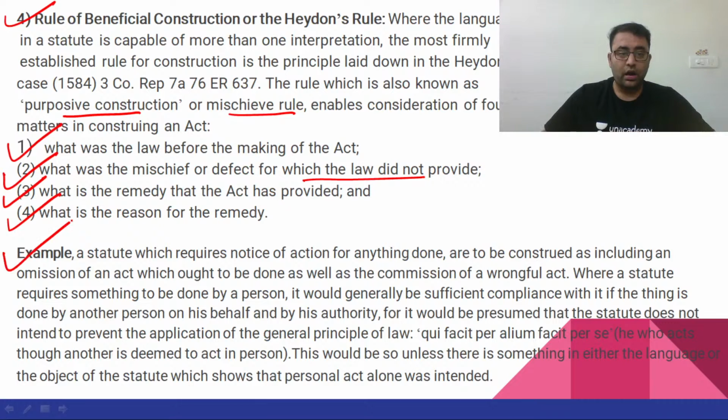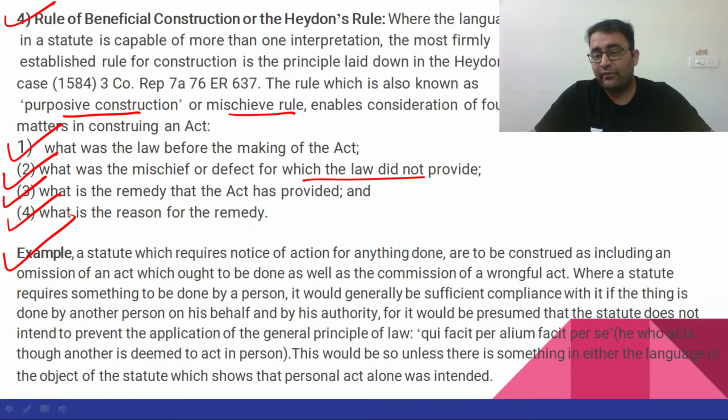Example: a statute which requires notice of action for anything done is to be construed as including an omission of an act which ought to be done as well as the commission of a wrongful act. Where the statute requires something to be done by a person, it would generally be sufficient compliance if that thing is done by another person on his behalf or by his authority, for it would be presumed that the statute does not intend to prevent the application of the general principle of law.